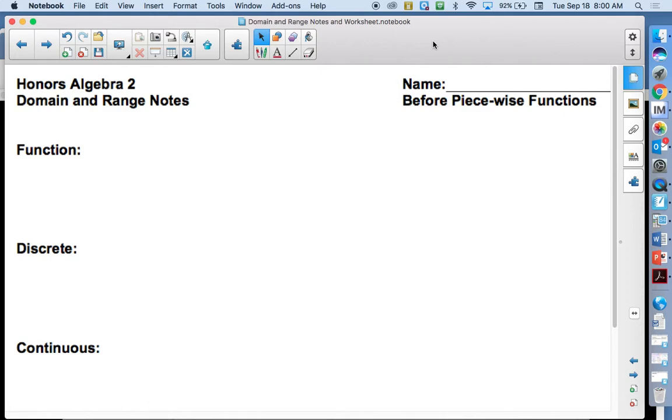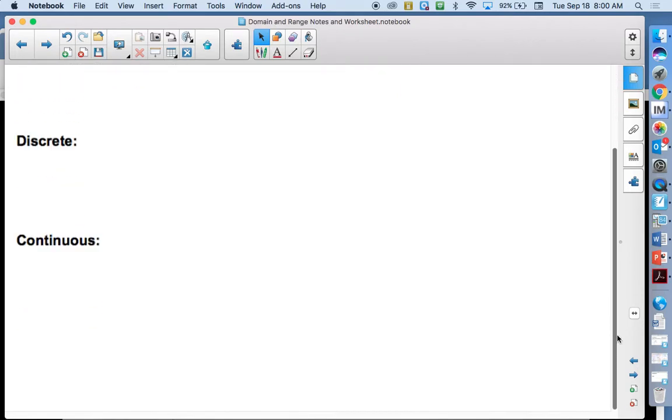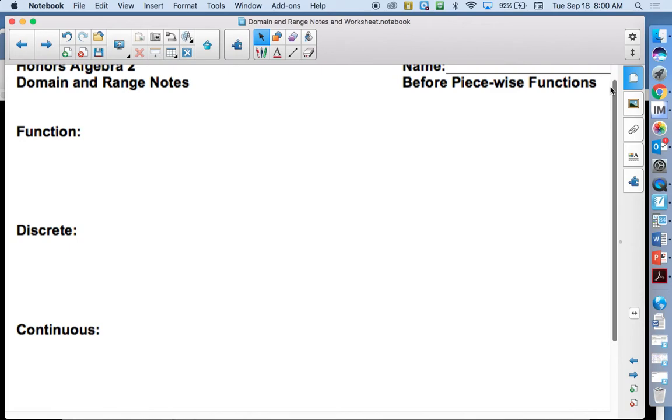Alright, so we're going to look at a function, review what that means, what discrete and continuous mean, and then also talk about domain and range. And then we're going to look at graphs and determine if a graph is a function, if it's continuous or discrete, and what the domain and the range of the graph would be.